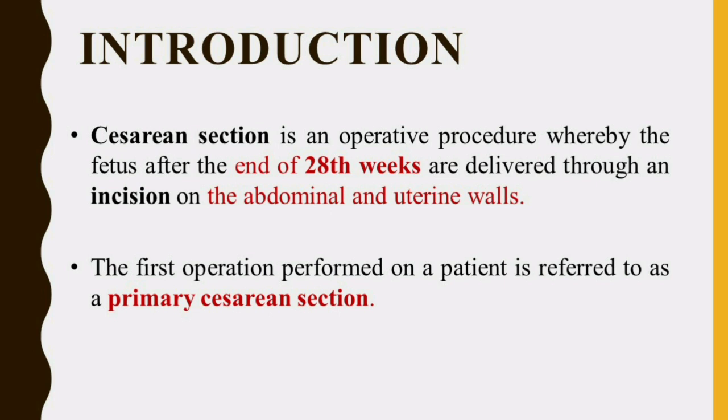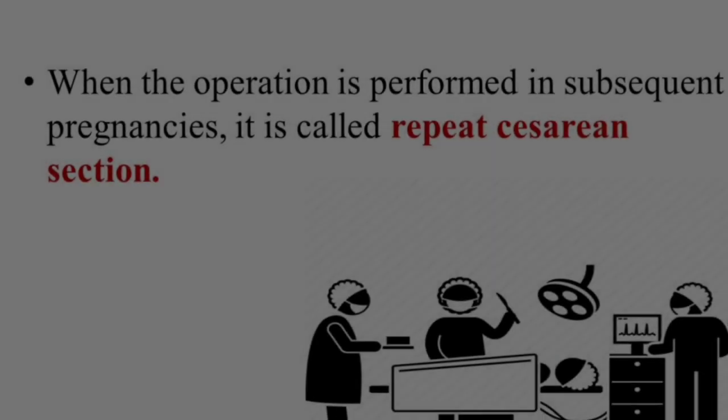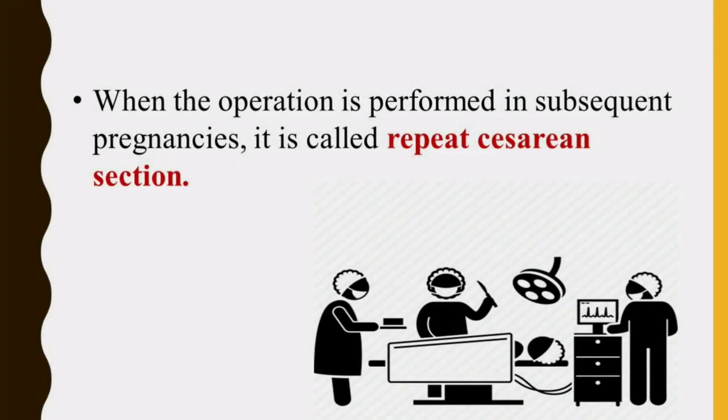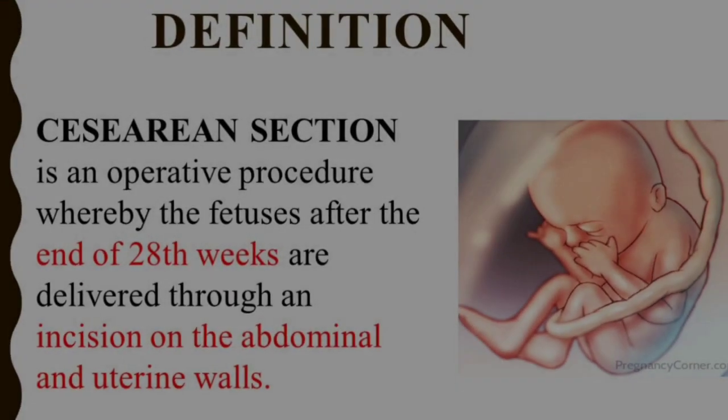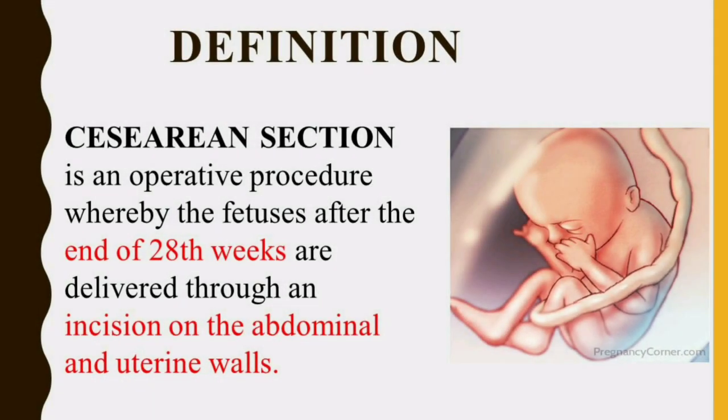If the first operation is performed on a patient, it is referred to as a primary caesarean section. And when the operation is performed in subsequent pregnancies, it is called a repeat caesarean section. So, the definition of caesarean section is: it is an operative procedure whereby the fetus after the end of the 28th week is delivered through an incision made on the abdominal and uterine walls.